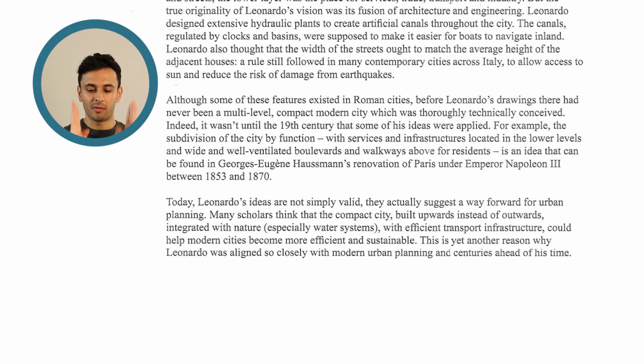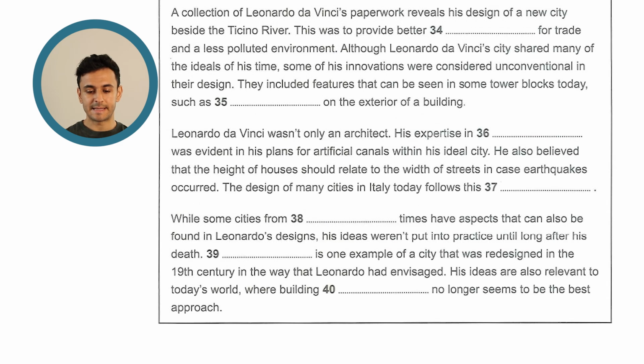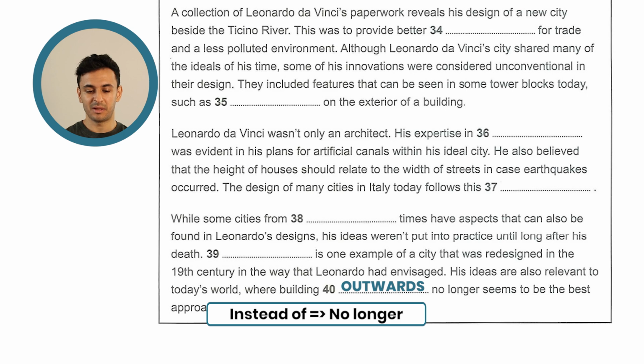The buildings are not very high, but then you occupy more land, and since it leaves more footprint, probably we need to destroy more nature, more forest to build for the same number of people. So it's better to build upward from a sustainable point of view. So that's my answer here, and I'm going to say where building outwards no longer seems to be the best approach.